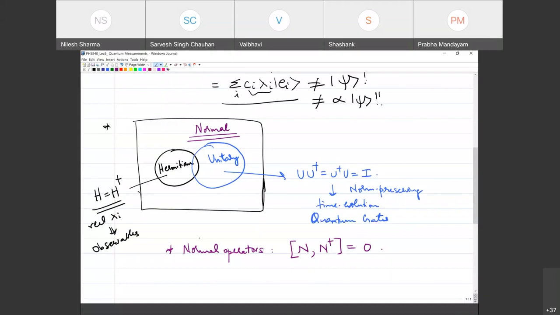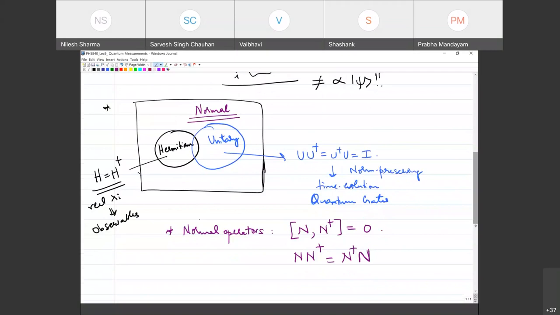What is the commutator? The commutator is the difference between the two ordered products. Matrix product, as you know, is not the same under different ordering. So N N dagger is not the same as N dagger N in general. But when N N dagger is the same as N dagger N, then you call it a normal operator. It's easy to see that both Hermitian and unitary operators are normal operators. And the thing about normal operators is that this is the class of operators which is diagonalizable.